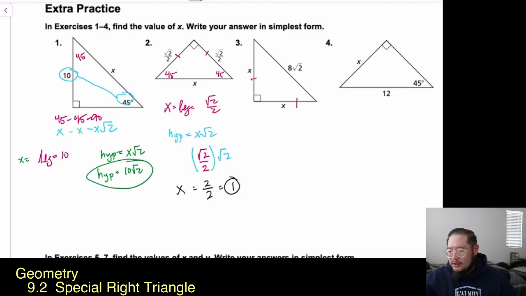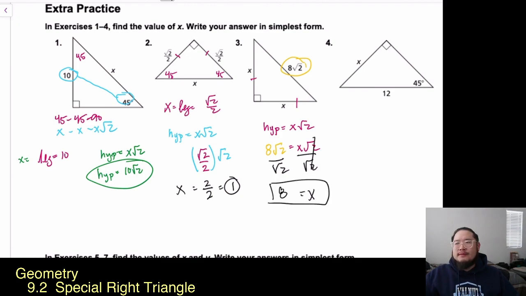Right? So once again, we go to our equation. Right? Hypotenuse is equal to x rad 2. But this time, since they gave us a hypotenuse, I will plug that 8 rad 2 in for the hypotenuse section and set it equal to x rad 2. All right. So we'll go ahead and divide both sides by rad 2. And x ends up equaling 8. And there you go with number 3.